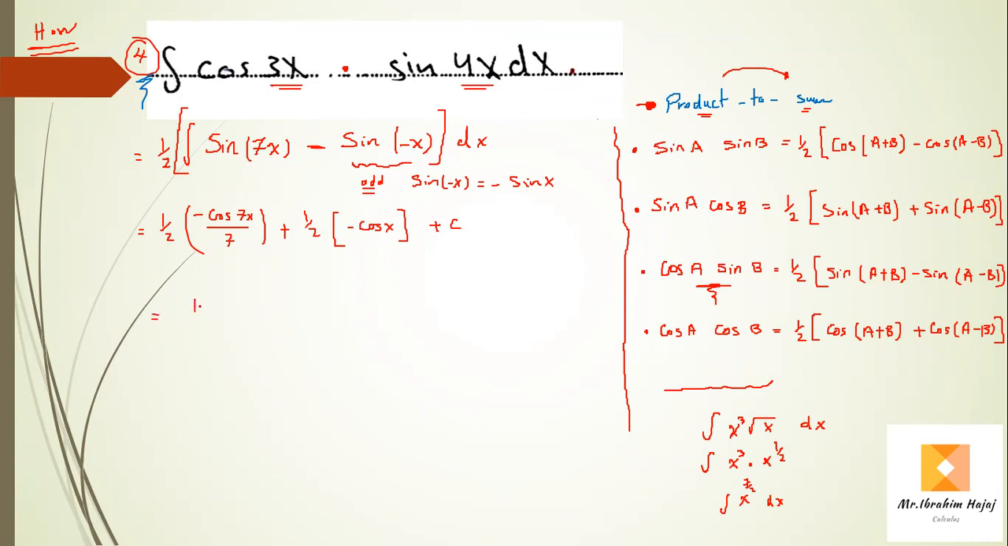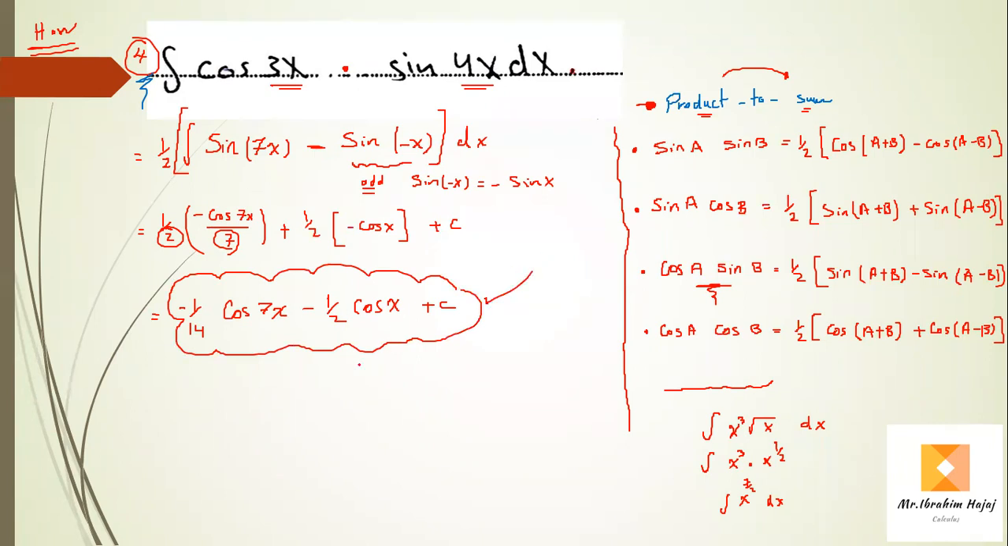So your answer is 1/2 times negative 1/14, 7 times 2 is 14, negative 1/14 cosine 7x, minus again 1/2 cosine x, plus the c. Your final answer is like this. So especially in this question, we used the third identity, cosine sine. According to the question, cosine first and then sine: half sine the sum minus sine the difference. And the next question, the final answer, was the last question in your homework.